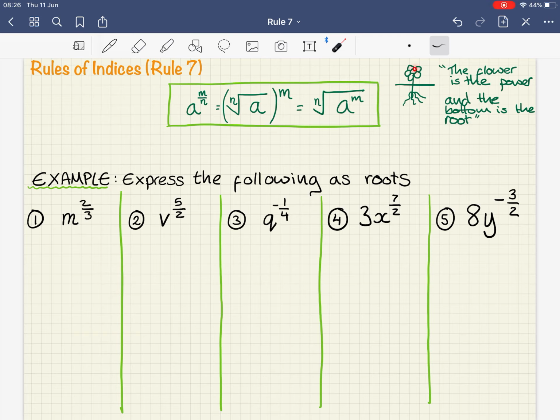And if we look, so the flower is the power, that's my M, that is my power on both of these different ways to write it. The bottom is the root, where I've got my roots. So where I've got my number on the bottom, that is the number by the root sign.